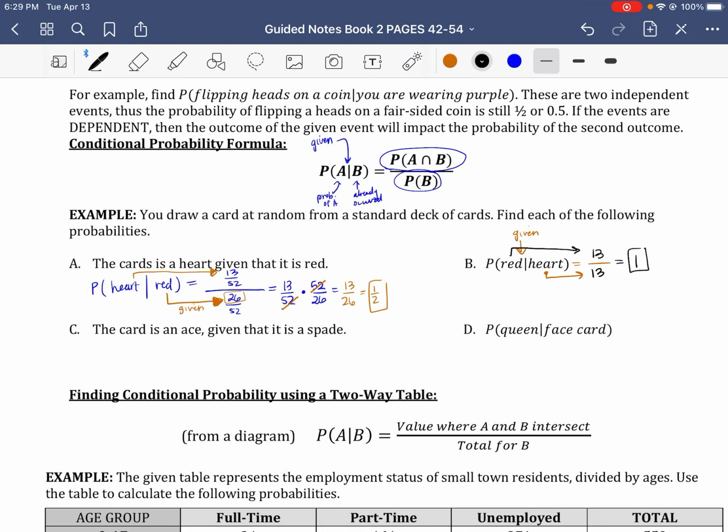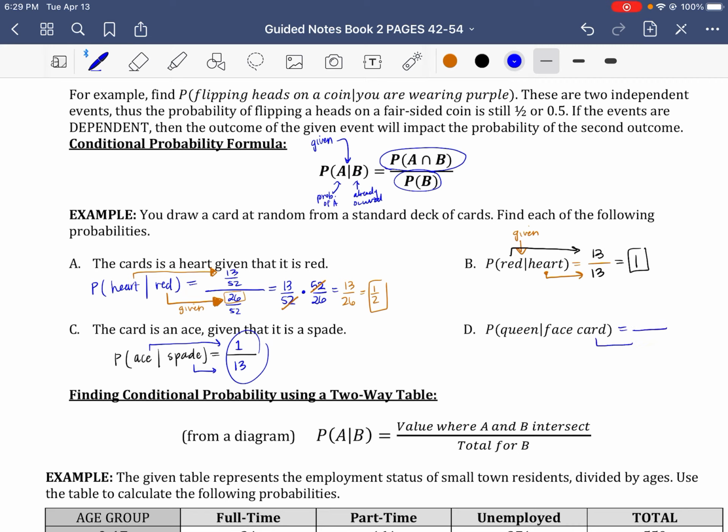The next one, the card is an ace, given that it is a spade. So I'm going to write this one out. What's the probability we draw an ace, given it's a spade? So again, if I'm calculating this, I think about, well, how many spades are actually in the deck if it's given that it's a spade? Well, that's one of the suits, so there's 13 of them. And of those 13, again, you can't leave those 13, how many aces are there? So every suit has one of each number, right? So there's only one of them, or 1 out of 13.